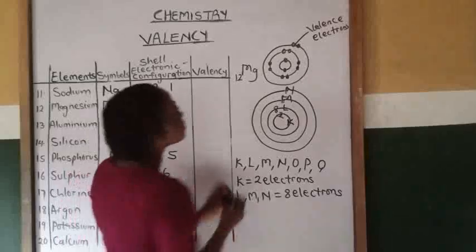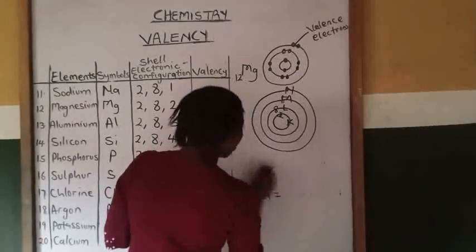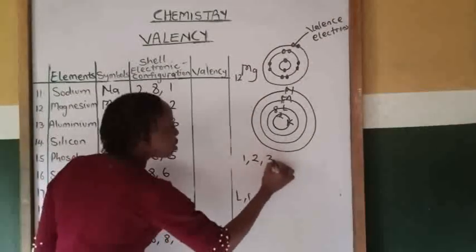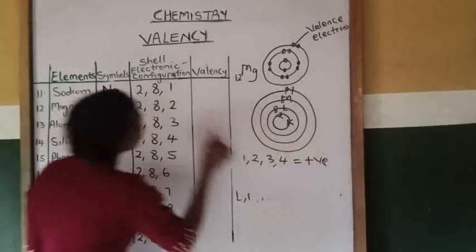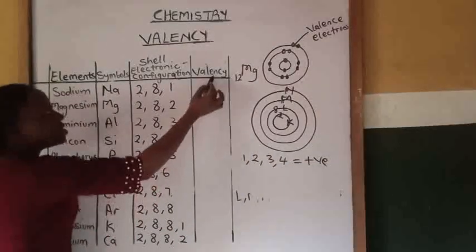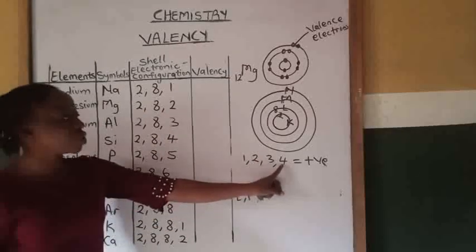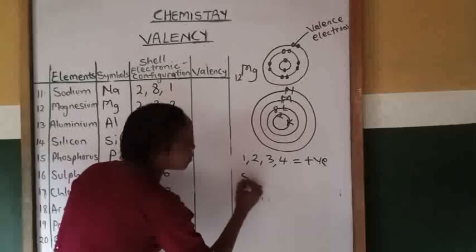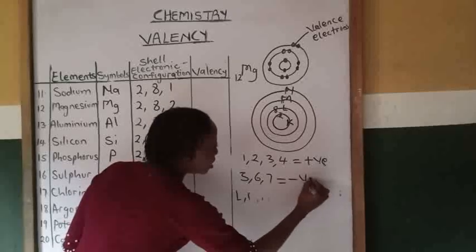Those elements with 1, 2, 3, 4 valence electrons are positively charged. So the number of their valence electrons is the number of their valency. While those with 5, 6, 7 are negatively charged.